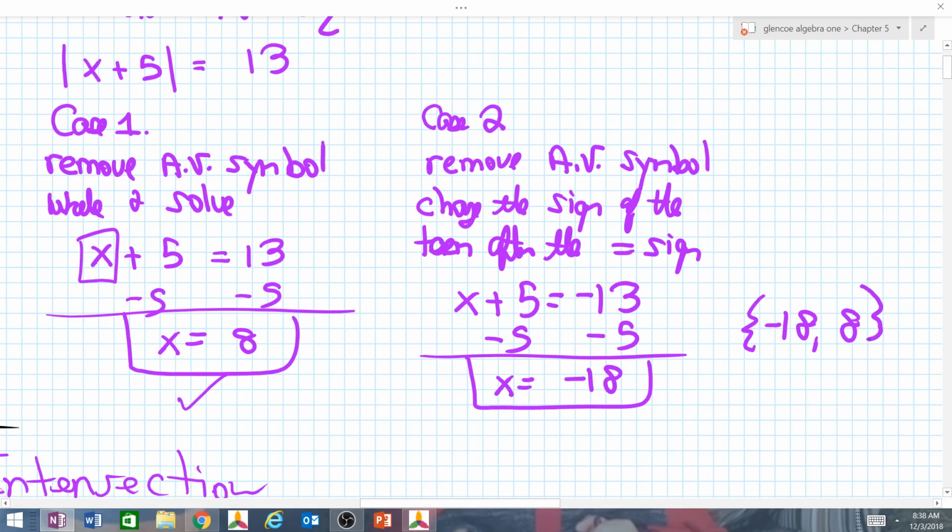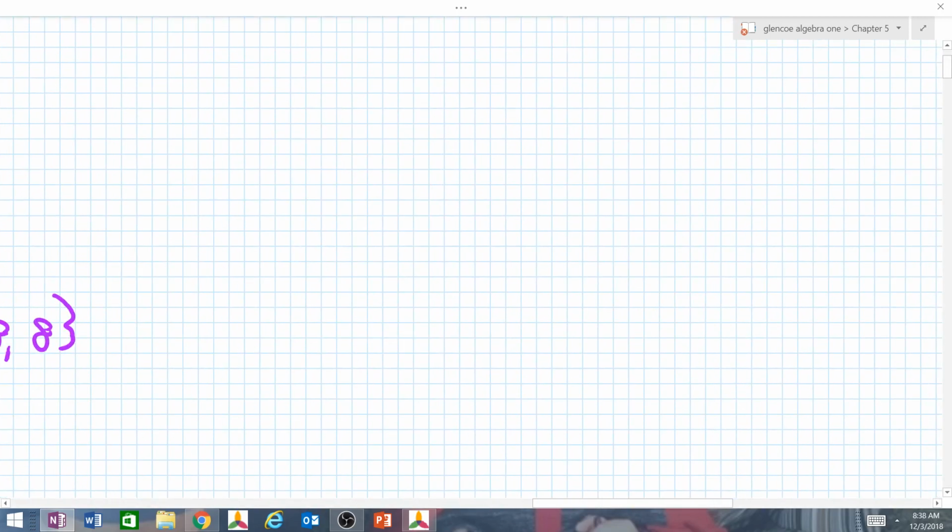Yes? Why does the negative 18 go first and the 8 go second? This is not an ordered pair. This is just what we've been doing all year long. It is most correct to write the smaller number first when you write your answer in set builder notation. If you wrote 8, negative 18, it would not be incorrect. Remember we've been doing that all year, guys? Yes? Okay, here we go.